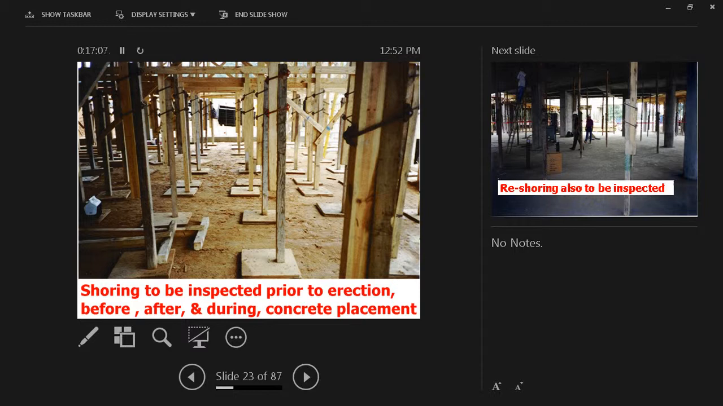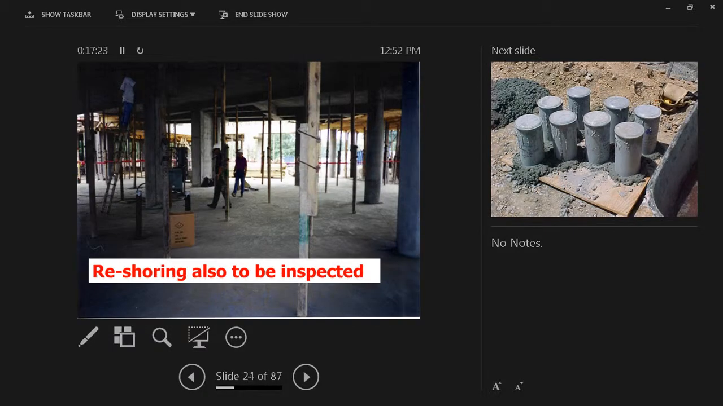Here we can see, for example, an example of shoring. Shoring is to be inspected prior to erection, before and after and during concrete placement to make sure that it's still in good condition, supporting the load of the concrete placed on top of it. Reshoring also needs to be inspected. So after you remove the bulk of the formwork and you keep a few props, these have to be inspected on a regular basis to make sure that they're doing their job.